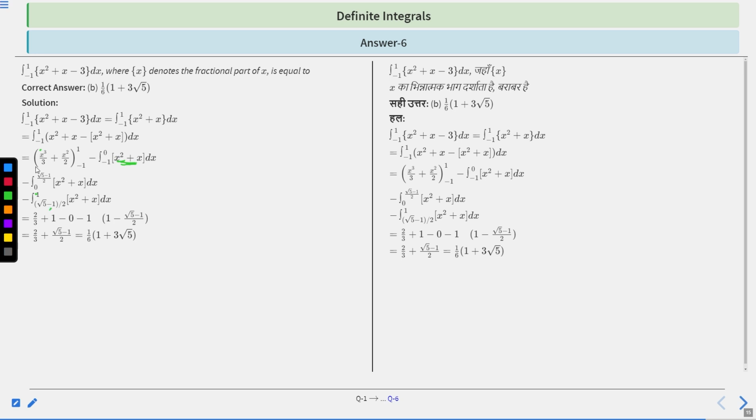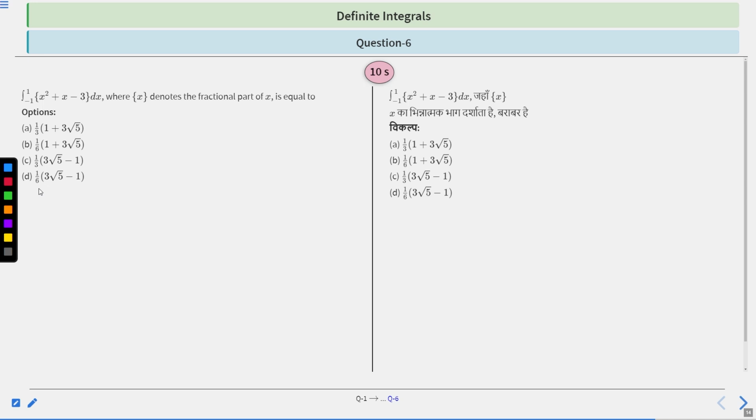Therefore, after solving this particular part, you will get 2 by 3 plus 1 minus 0 minus 1 into 1 minus root 5 minus 1 by 2, right? So after solving, you will get 2 by 3 plus root 5 minus 1 by 2, which is equal to 1 by 6 into 1 plus 3 root 5, right? The answer, 1 by 6 into 1 plus 3 root 5, is the final answer. Clear? So I think option B is the right choice.